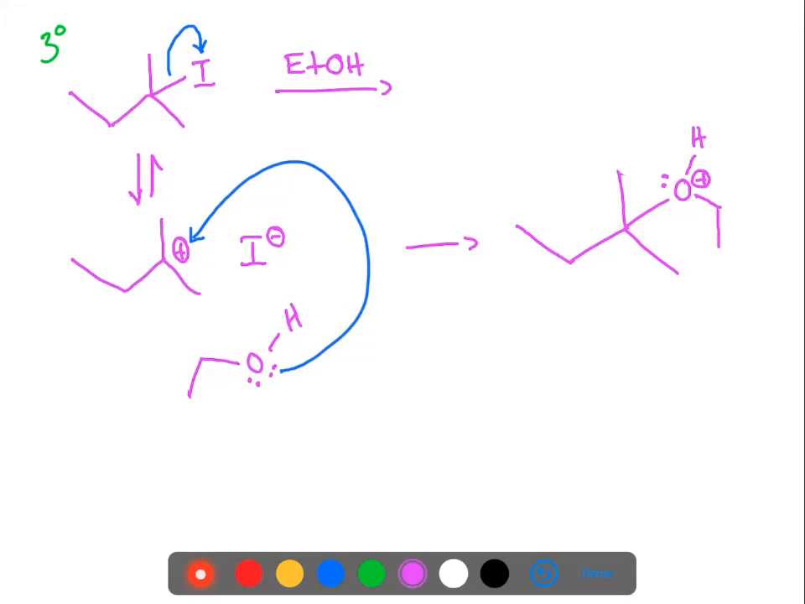So in a final step, because we still have a charged species, we will have a proton transfer. And so another molecule of ethanol, again, high concentration. It is the solvent. This is an example of the solvolysis reaction. Keep the colors the same. And so we'll form our final product, the ether.